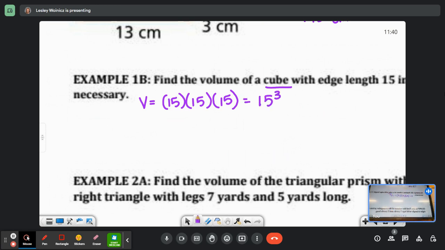Doesn't matter to me or your calculator. I don't know what that is either. What is it? 3,375 inches cubed. So would a circle just be pi radius? Okay.